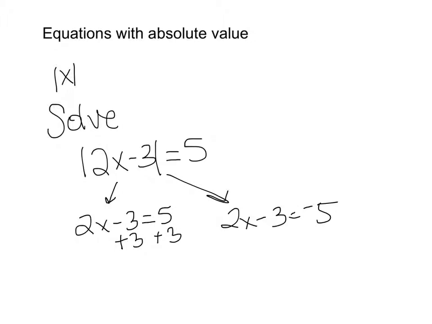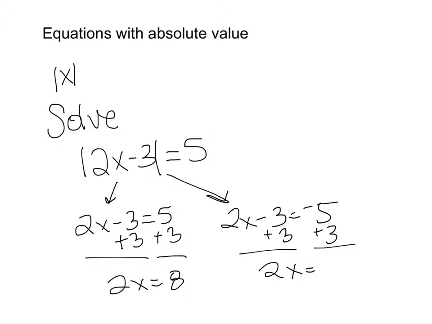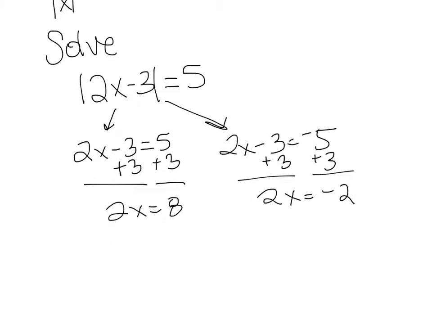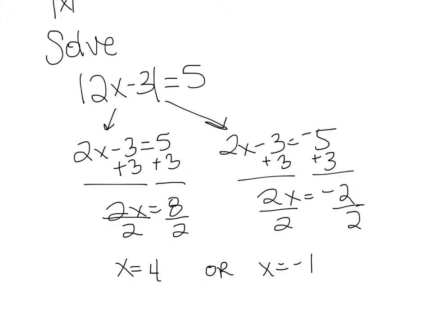So we add 3 to each side in our goal to isolate x. We'd get 2x equals 8, or 2x equals negative 5 plus 3, which is negative 2. And now to finish isolating x, what we need to do is divide each side by 2. And on this first equation, we get x equals 4. Or on the second equation, we get x equals negative 1. Here we have two solutions.